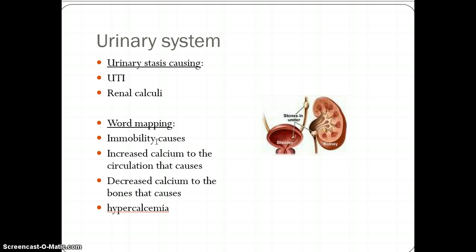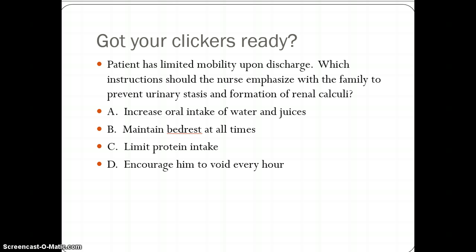So if possible, get them up to the commode to void. Try to stimulate gravity drainage, encourage them to drink fluids, keep that urine less concentrated, and then have them do as many self-care activities that they can on their own. As we think about questions, the patient has limited mobility upon discharge. What instruction would you emphasize to the family to help prevent urinary stasis and renal calculi? So prevention is important. And it's going to be encouraging oral intake with water and juices.